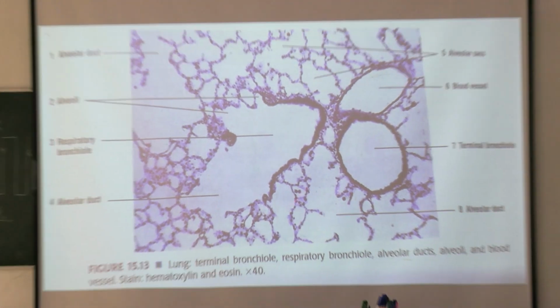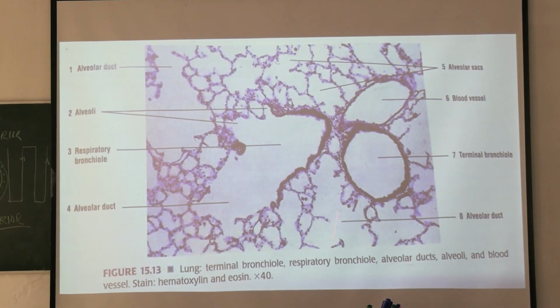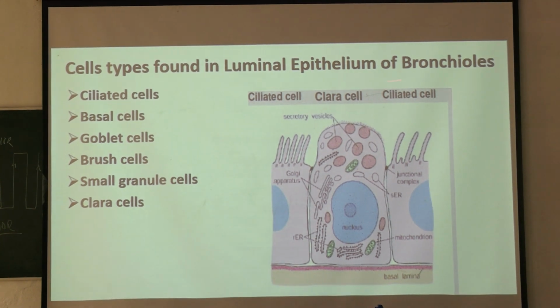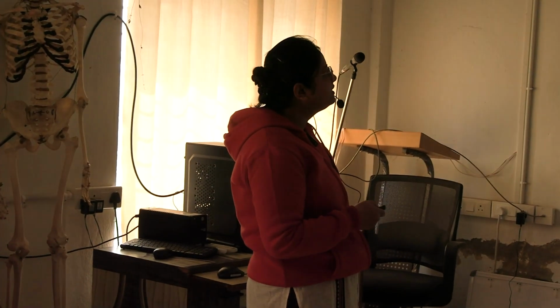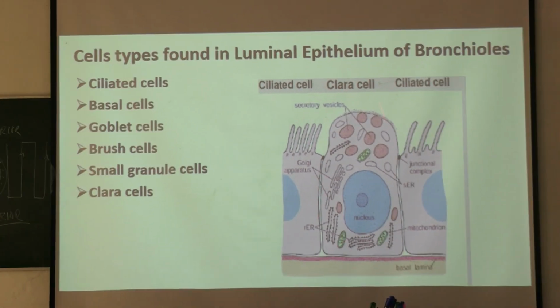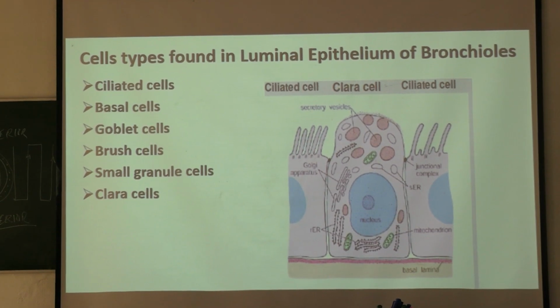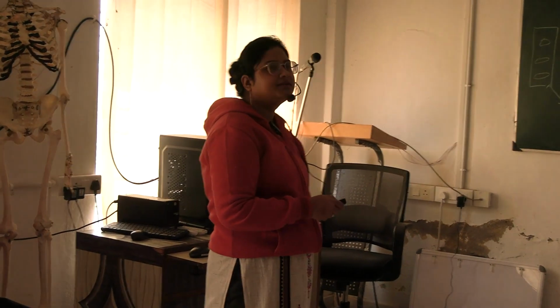Like this you will see under the microscope: respiratory bronchiole, alveolar duct, terminal bronchiole, alveoli. So these are the cells of the luminal epithelium of bronchioles: ciliated cell, basal cell, goblet cell, brush cell, small granule cell, Clara cell. Okay. This middle one is the Clara cell. This is a ciliated cell. Here is another ciliated cell. Enlarged view of bronchiole.